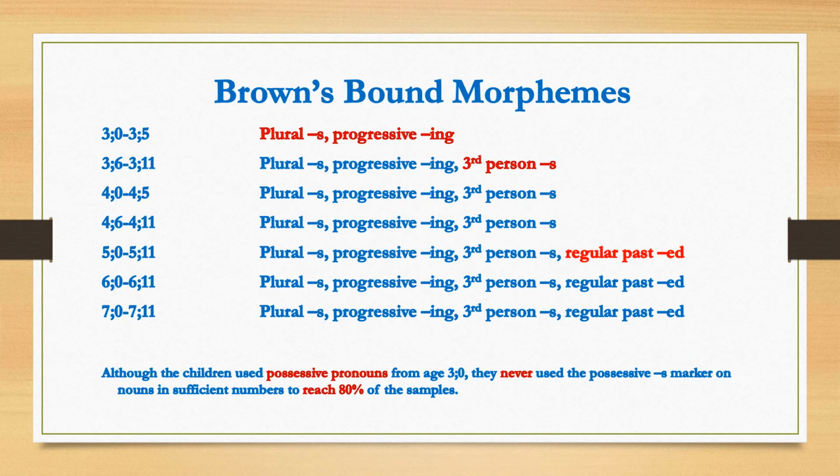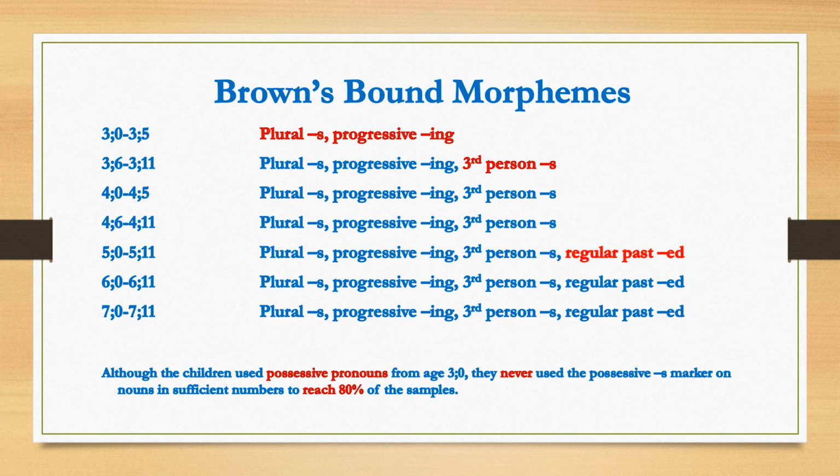This slide presents Roger Brown's 5 bound inflectional morphemes, noted in his longitudinal study of language development in 3 young children. As before, the morphemes added at each age are in red. So far, we've discussed each one with the exception of plural S, which occurs in 80% of the youngest children. One unexpected result in our normative study was the exclusion of possessive S.